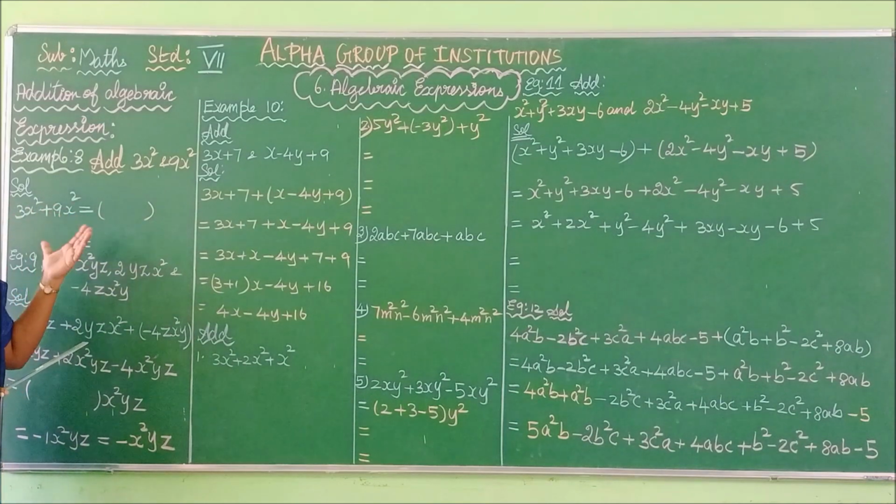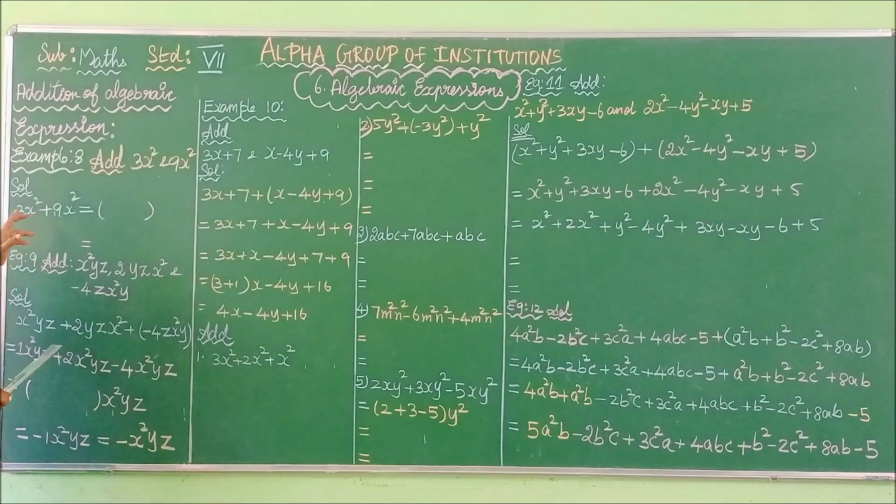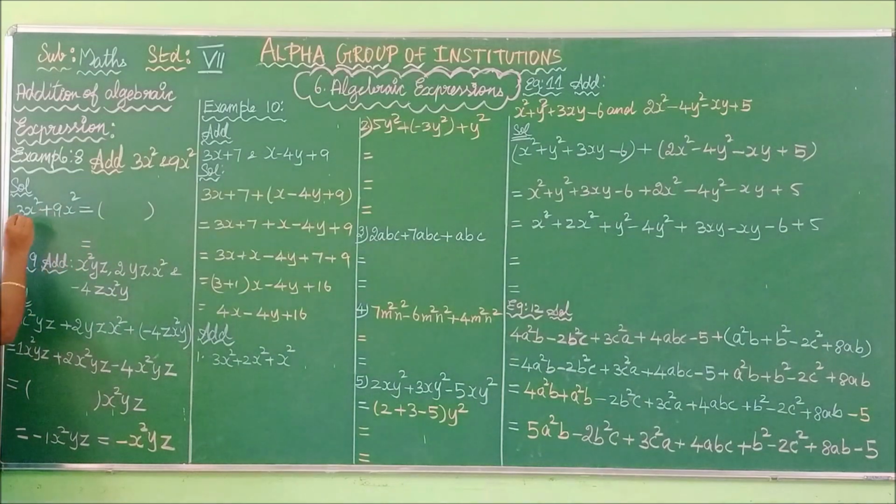So we can add or subtract the like terms. Here our operation is add. So you have to add these two terms. Okay, see children, here 3x square. Here you have 9x square. Think of this 9x square as an apple. Okay. So you have here 3 apples and 9 apples.